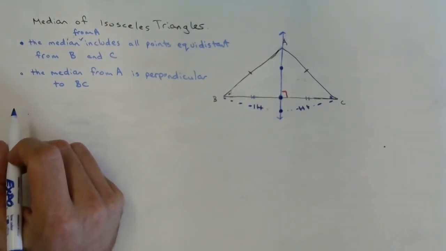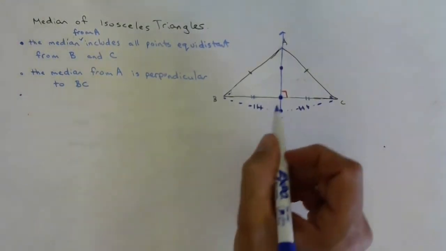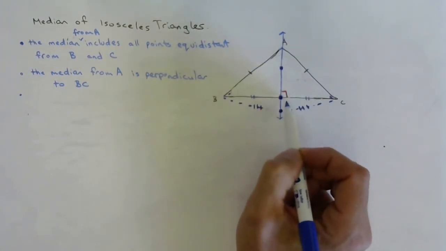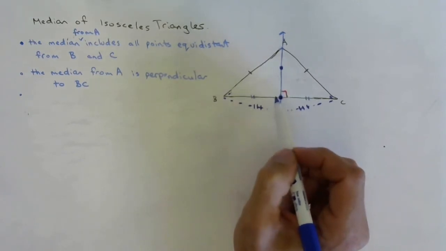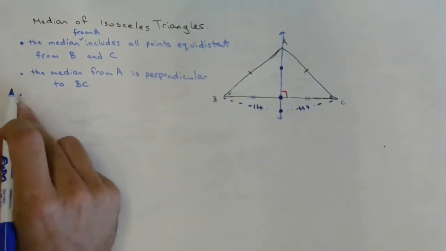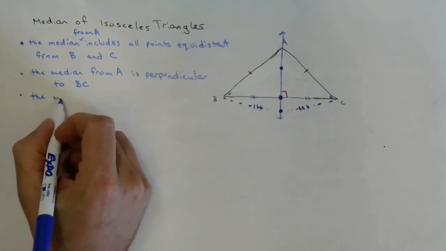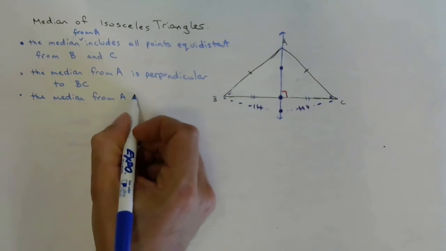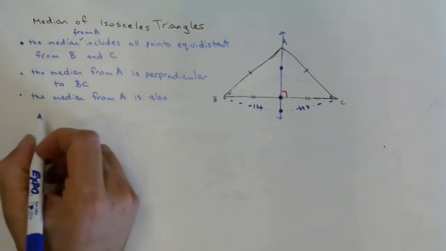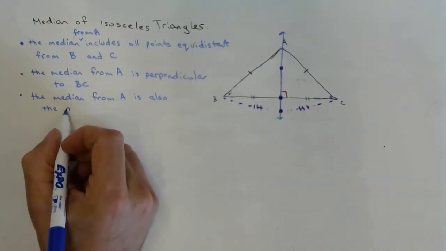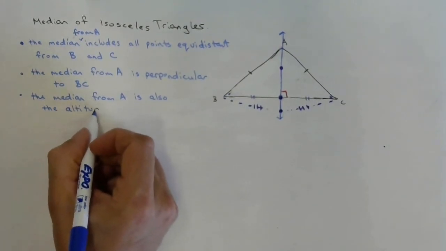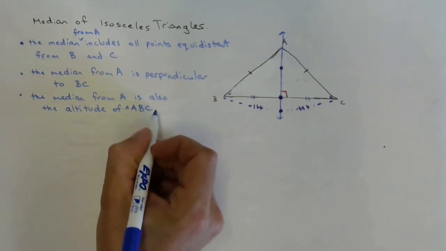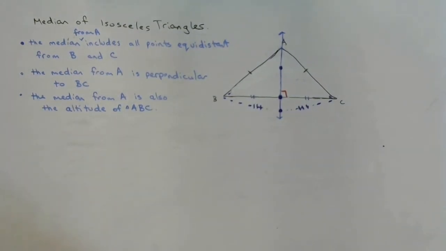Good. What does that mean? So if this guy goes straight through the bottom line and it's perpendicular, this median is also what? It's also the altitude, okay? The median from A is also the altitude of ABC, triangle ABC. What does altitude mean? How high it is. The height, okay, the height.